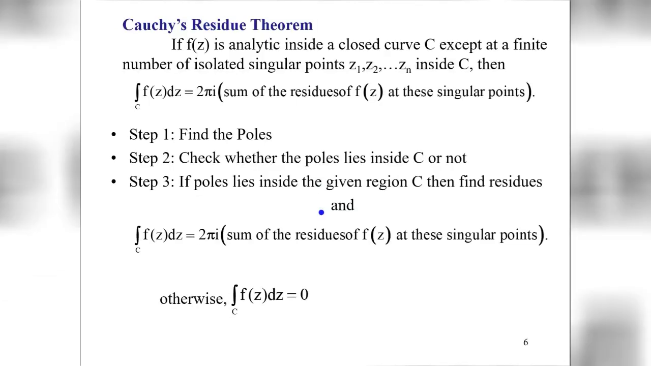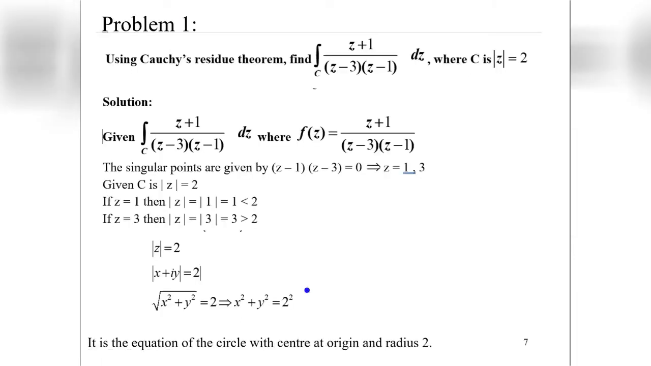So by summarizing the Cauchy residues theorem, the following steps are required. First, you have to find the poles, in other words singular points, that is z1, z2, up to zn. Next, we have to check whether they lie inside or outside. Then the third step: if a pole lies inside, we find the residue at that pole and apply the formula 2 pi i times the sum of the residues of f of z. If the poles lie outside, the integral value is 0. To get a better understanding, we will do a problem.